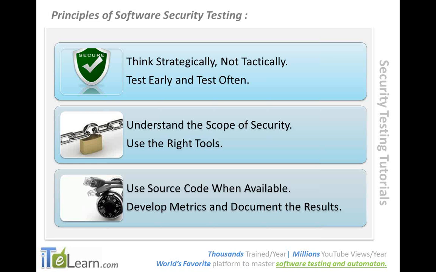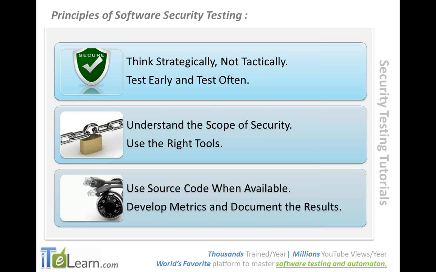And finally, we should develop the metrics and document the results. The reason this point is important is that when we are testing, we are approaching strategically. As we have said already, it is not test case by test case. So this itself is leading to a conclusion wherein we need to document what has been tested and what has not. It's not functional testing, it's non-functional.